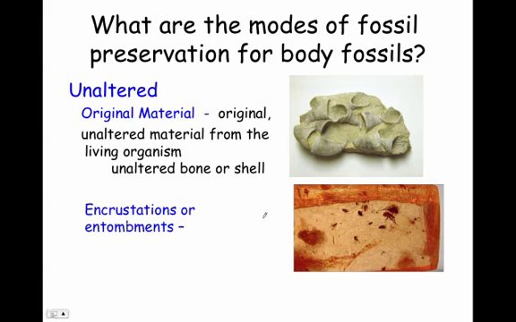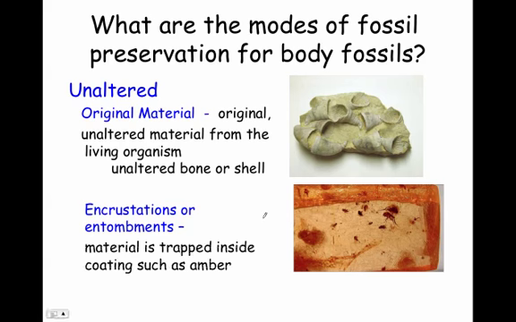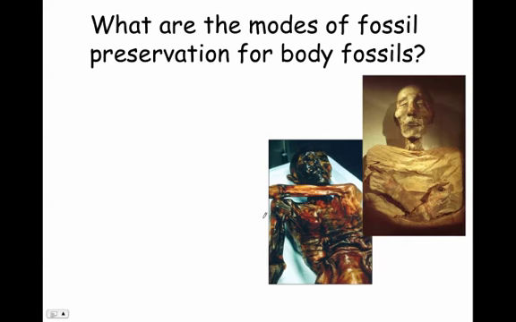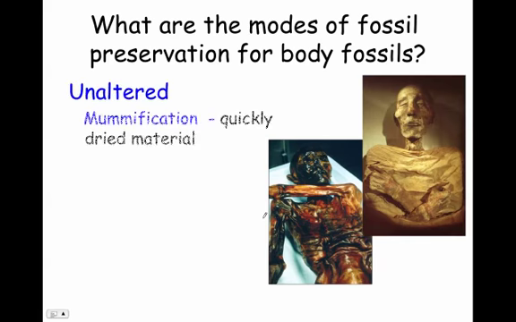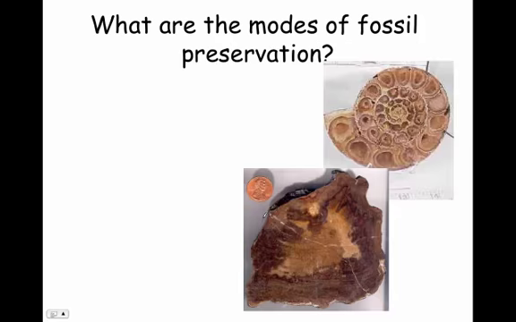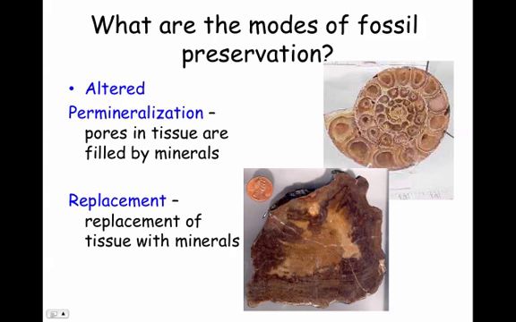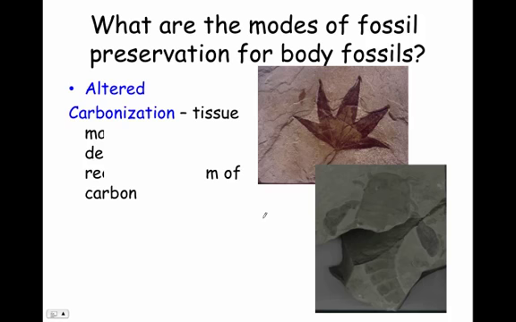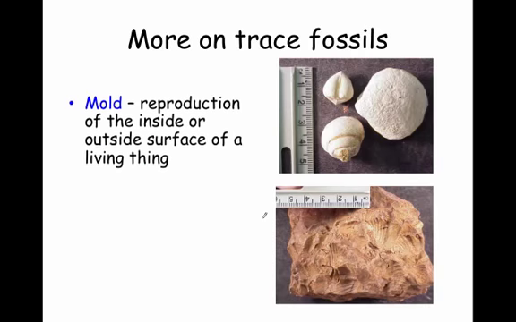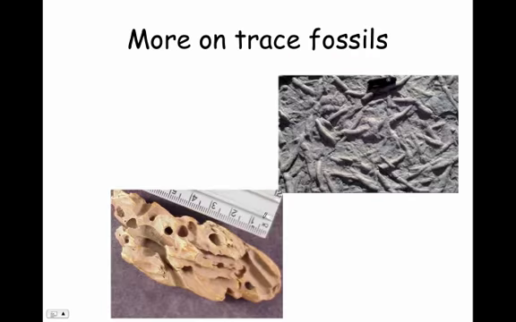So what are some modes of fossil preservation? We won't worry about that. One of the mummification, where you quickly dry, or refrigeration, where you quickly freeze. We can get altered forms, mold and cast, we talked about.